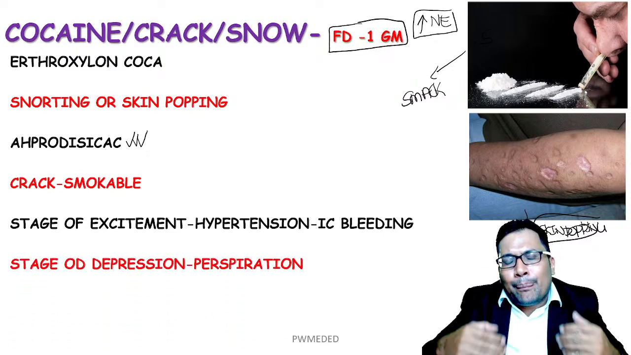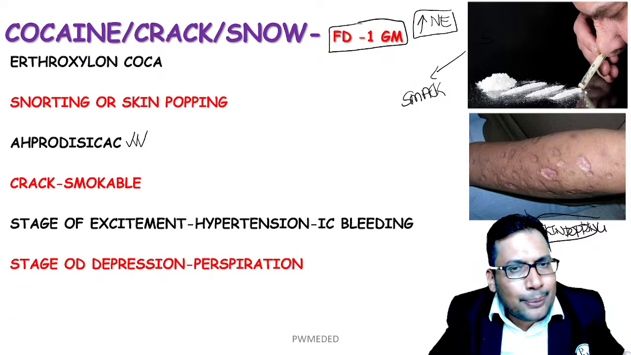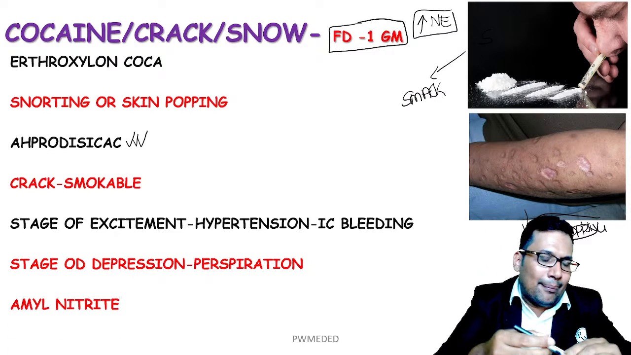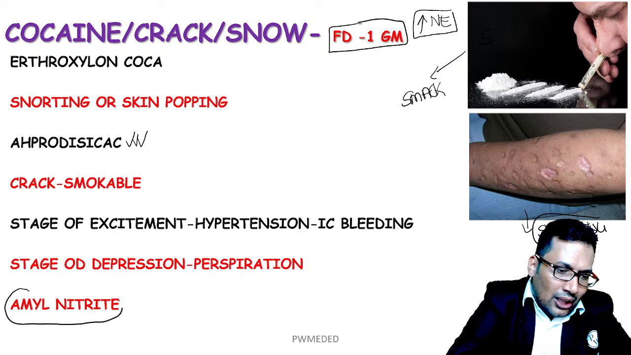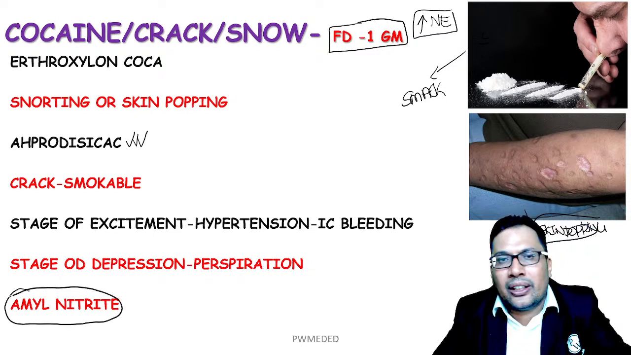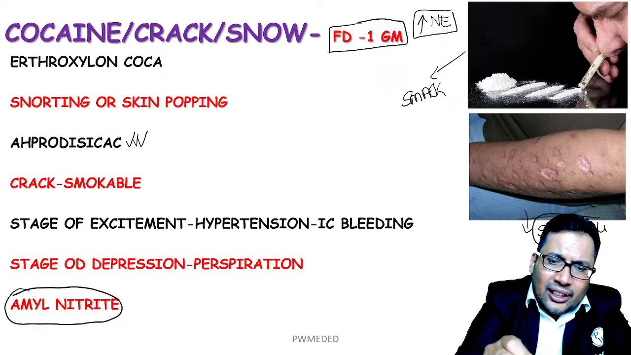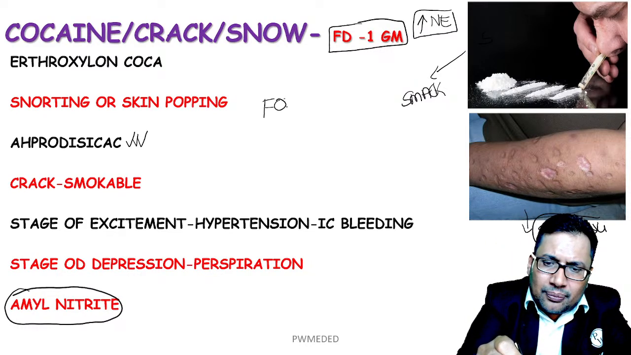There can be a stage of depression that is characterized by perspiration, and the treatment is amyl nitrate. So this can be asked in the exam. But what I am actually telling you here is that in case of chronic cocaine poisoning, you will see a condition known as formication.